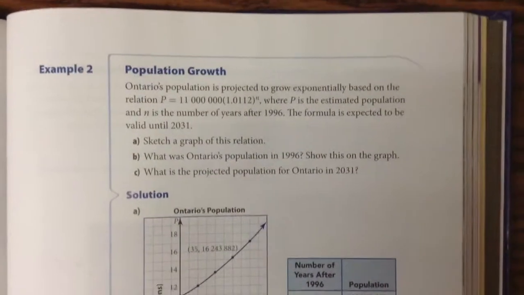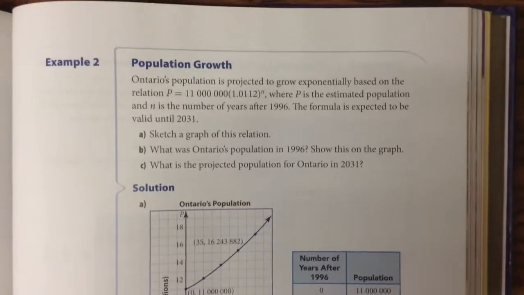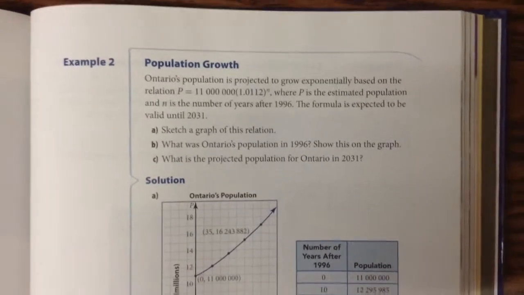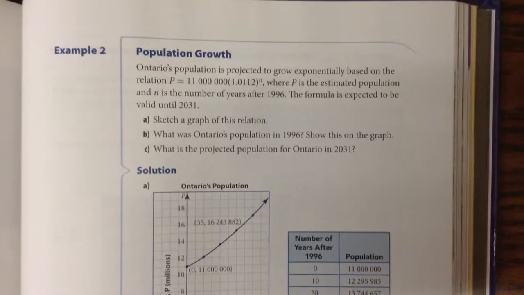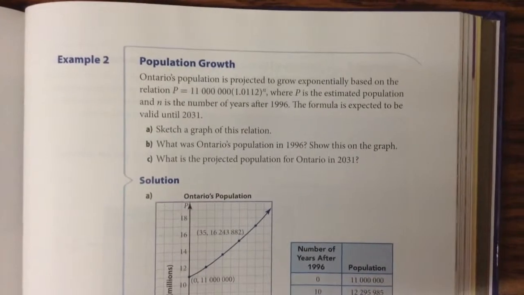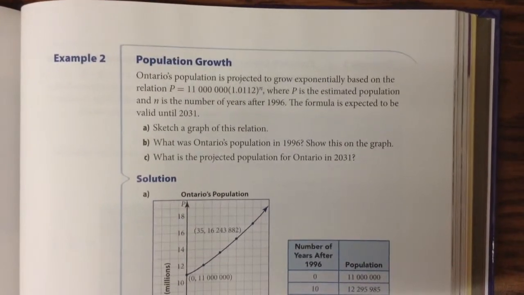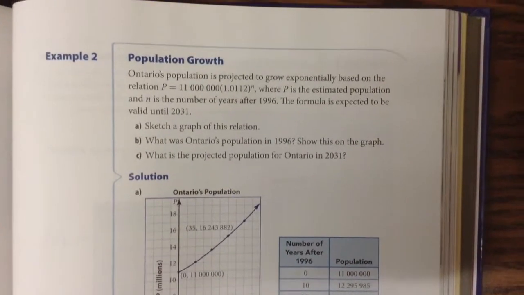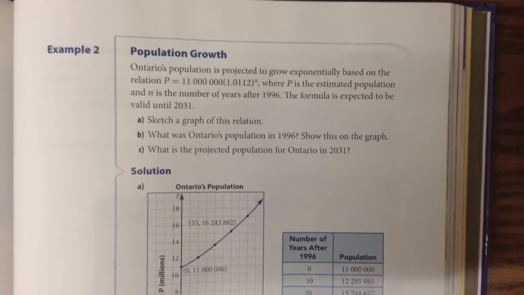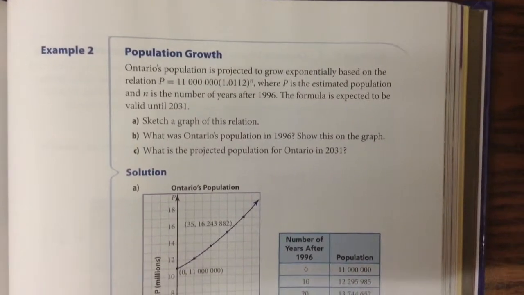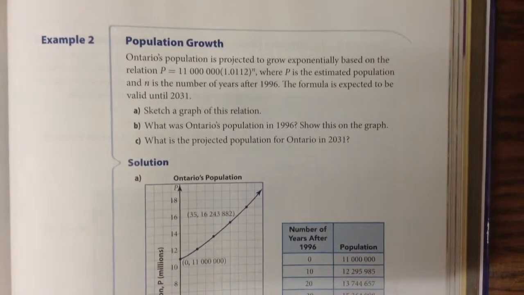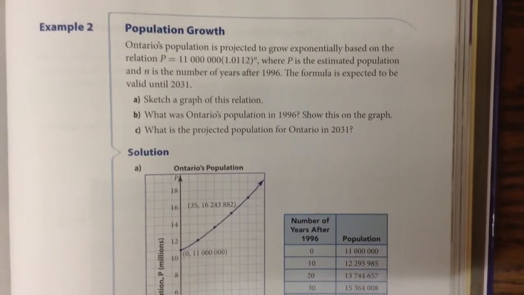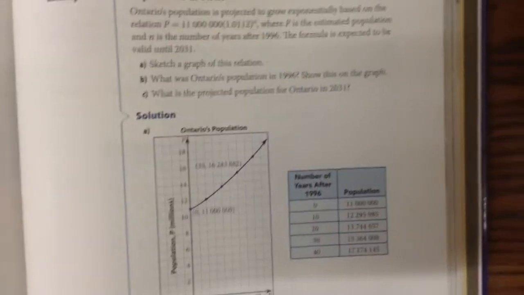So example 2, population growth. You can read it there. Ontario's population is projected to grow exponentially based on the relation p equals 11 million times 1.0112 to the power of n, where p is the estimated population and n is the number of years after 1996. The formula is expected to be valid until 2031. A, they want you to sketch a graph of this relation. And b, what was Ontario's population in 1996, shown in this graph. C, what was the projected population for Ontario in 2031.